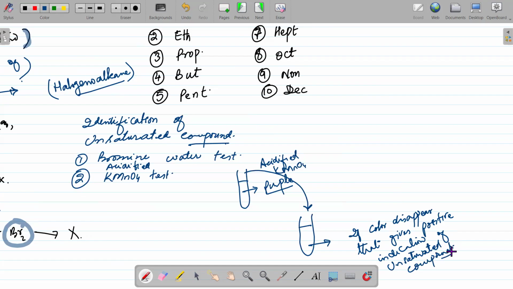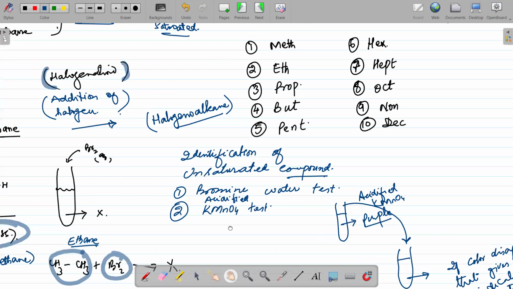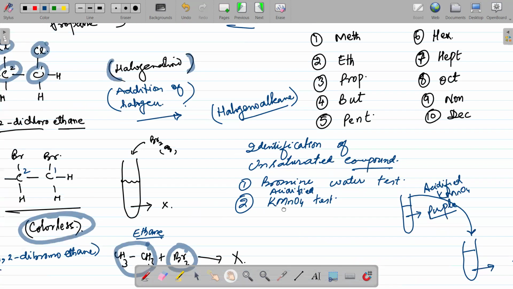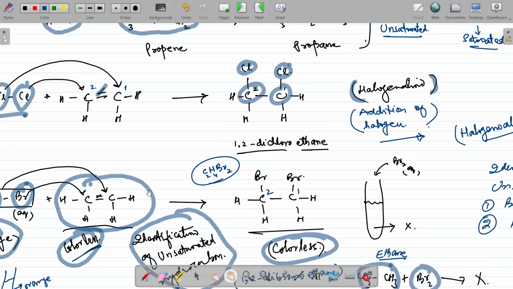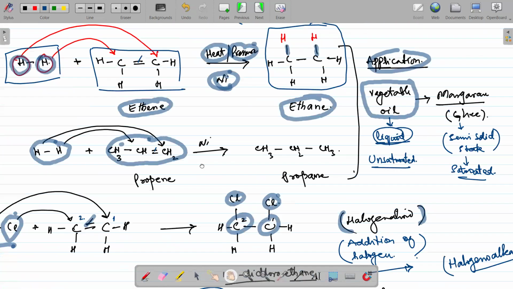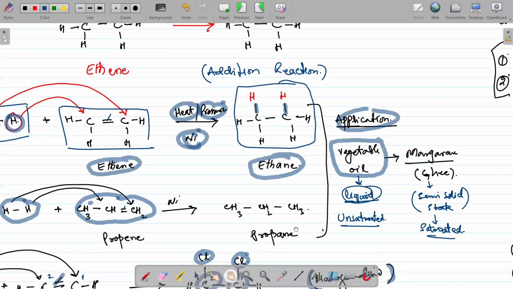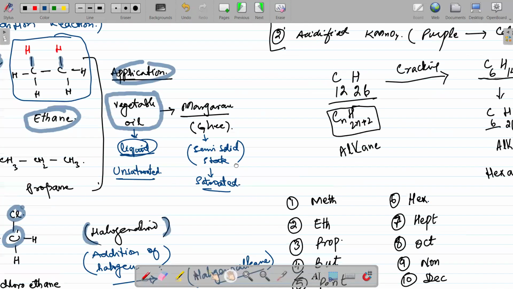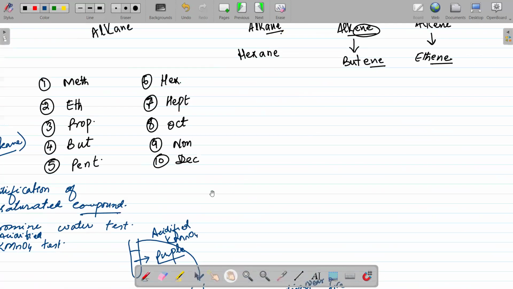Okay, so these are the main reactions of alkenes. Let's revise it. Reaction with halogens, right? Reactions with hydrogen. Which type of reactions are alkenes showing? They are showing addition reactions. Okay, one more reaction that is very important, which will help us in our next chapter as well.